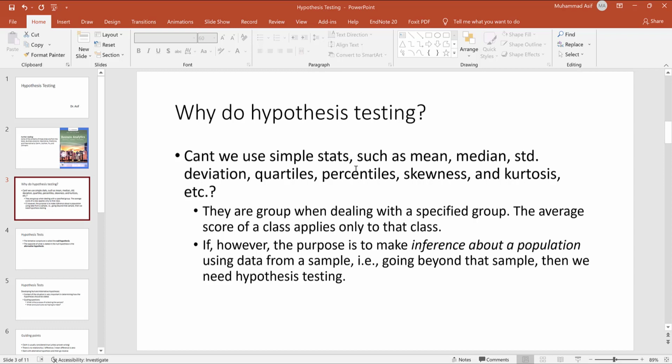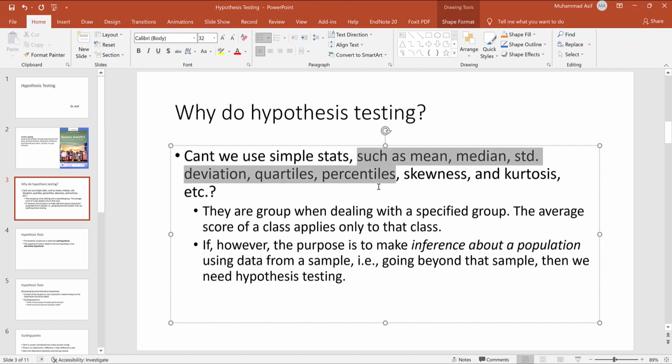Well, we do hypothesis testing if we are only concerned with statistical estimates of a group, then these statistical measures will be okay. We are fine with them. However, if our objective is to make an inference for the broader population, which means we are taking measurements from a sample and our objective is inference for a broader population, then we need to do hypothesis testing.